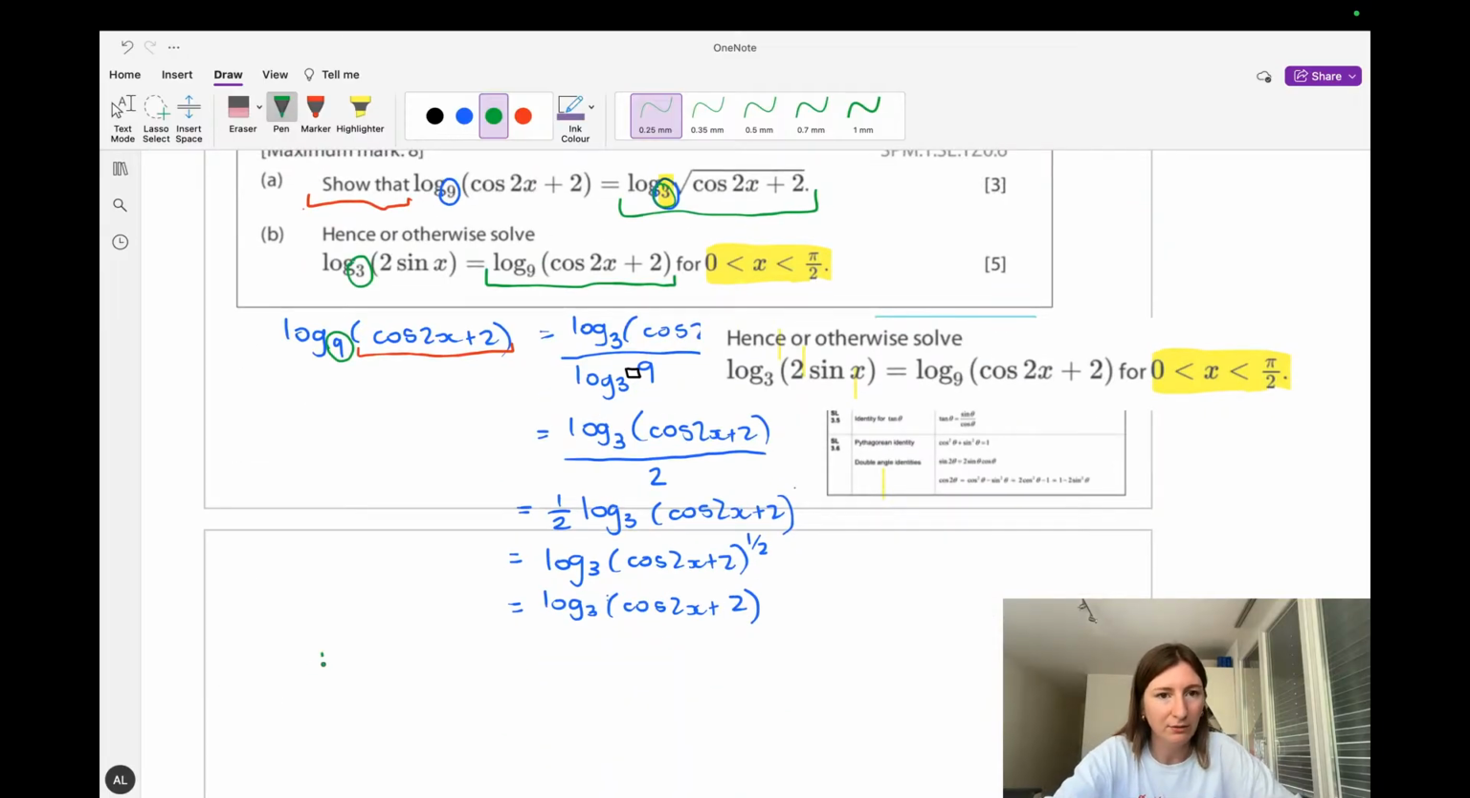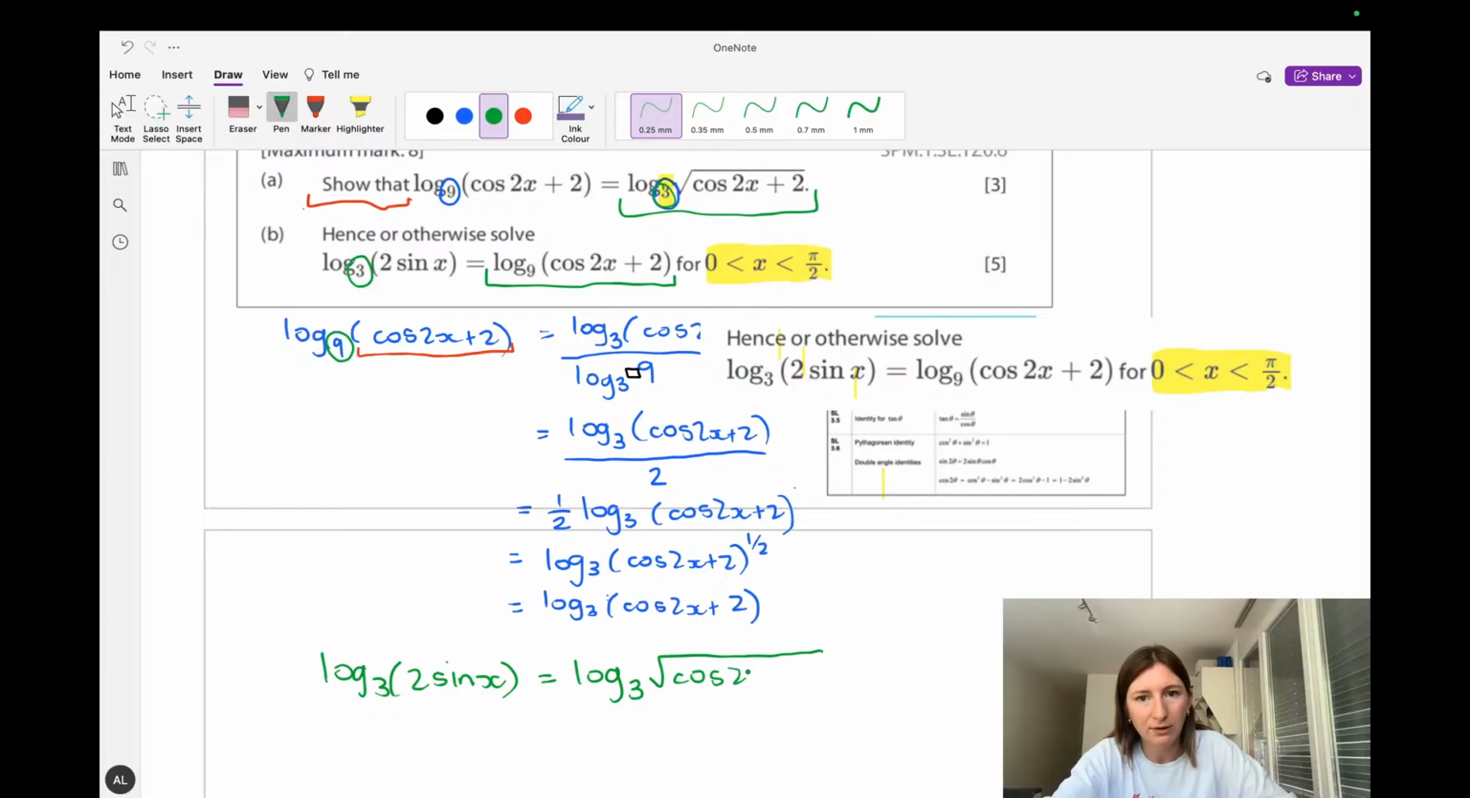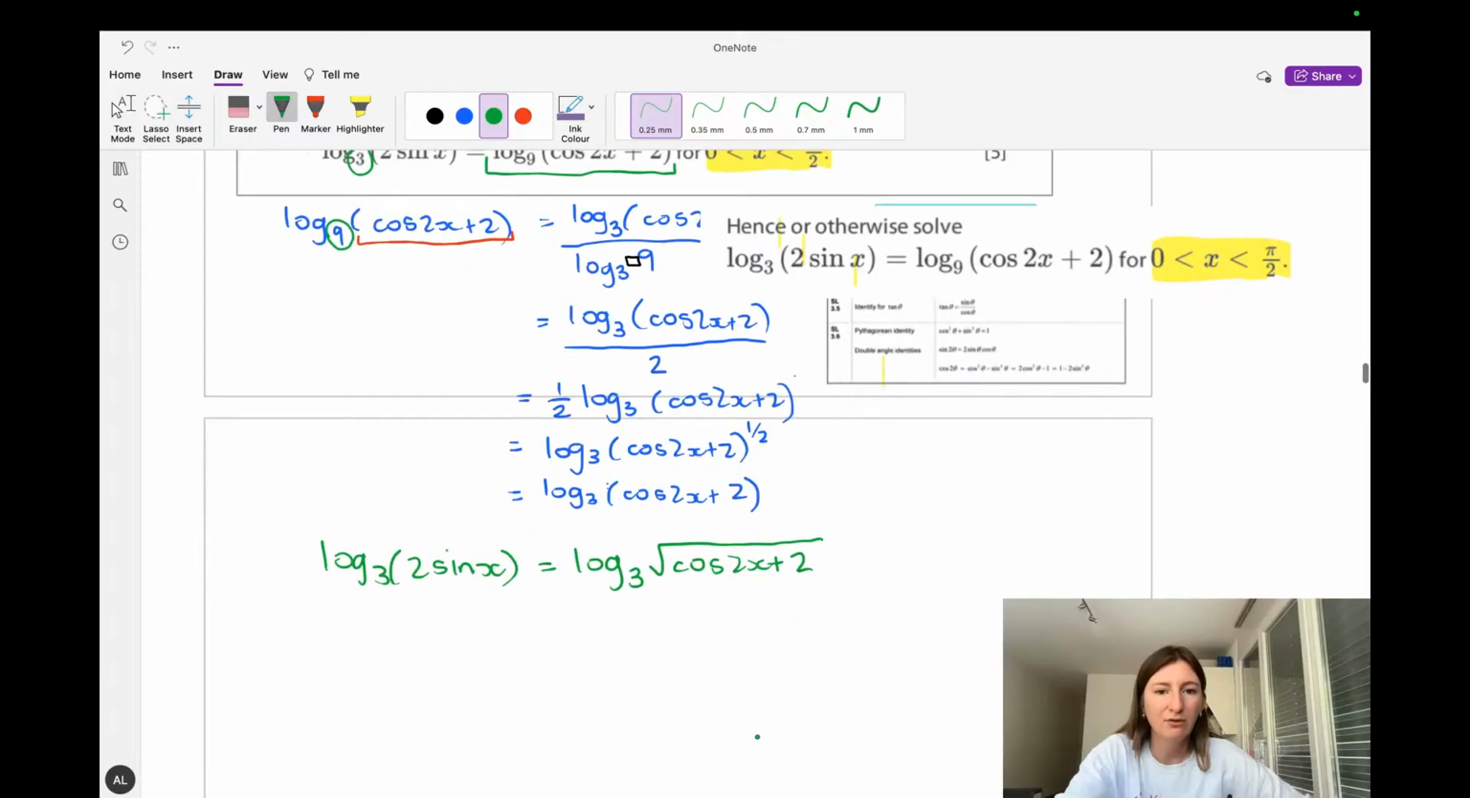So I'm actually solving the equation log base 3 of 2 sine x is equal to log base 3 of root cos 2x plus 2. All right, and there we have all with the same base. Now, if we have the same base on both sides, log 3, we can just cancel them. So we can just drop the logs. So 2 sine x equals the root of cos 2x plus 2, and not forget that root.